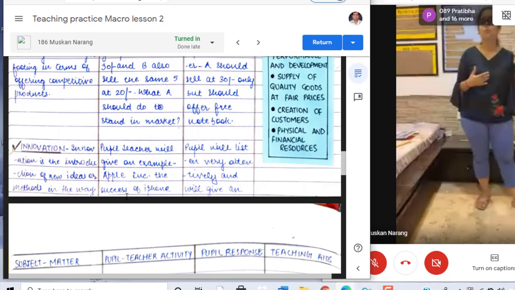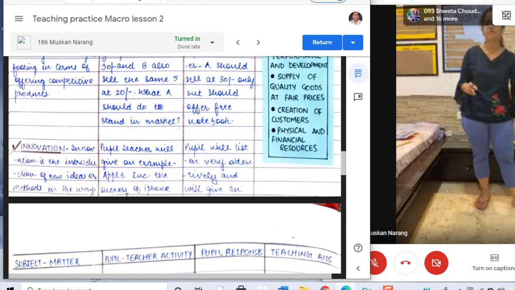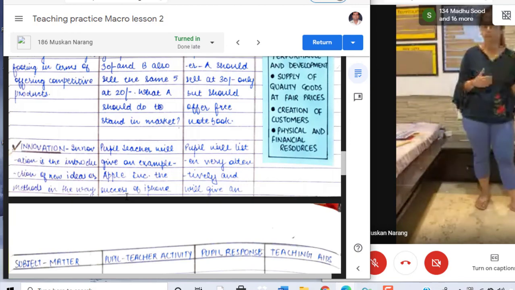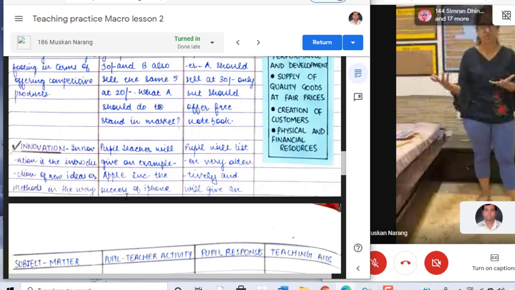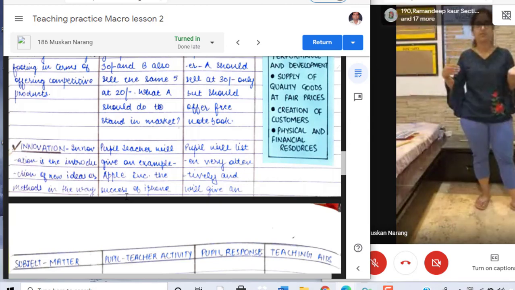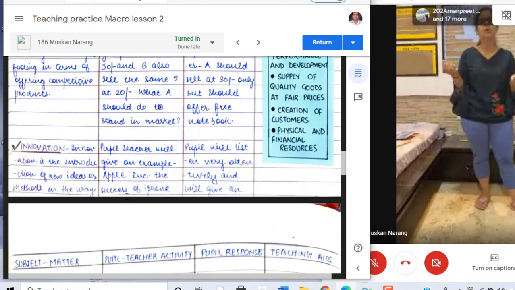A is selling 5 gel pens at 30 rupees, and B is selling the same 5 gel pens at 20 rupees and attracting the customers. Now what should A do in order to attract the customers? A will lower its price. Yes, A can lower the price. A can give free notebooks, free stationery items. He can even give free items of stationery like free notebooks, free pencils, erasers in order to attract the customers.